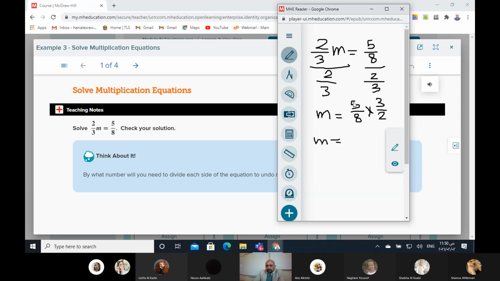Now, how to multiply fraction by fraction? Multiply numerator by numerator and denominator by denominator. 5 times 3 will be 15. And 8 times 2 will be 16. So the solution m equals what? 15 over 16. The answer will be 15 over 16. Who has any question here?